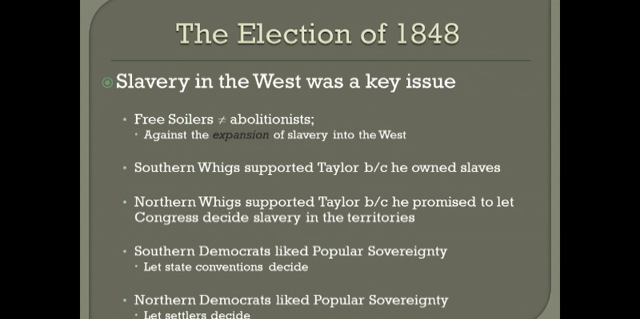Southern Whigs liked Taylor because he owned slaves. Northern Whigs liked Taylor because he promised to let Congress decide about slavery. Now, Southern Democrats liked popular sovereignty because the state conventions could decide, and Northern Democrats liked popular sovereignty because it let the settlers decide. So this is a breakdown between the Free Soilers, the Whigs, and the Democrats, just so you can see how split the parties themselves were. Not only do we have three semi-major parties, but we also have splits within those parties. So I want you to take note of that fact as we go forward.